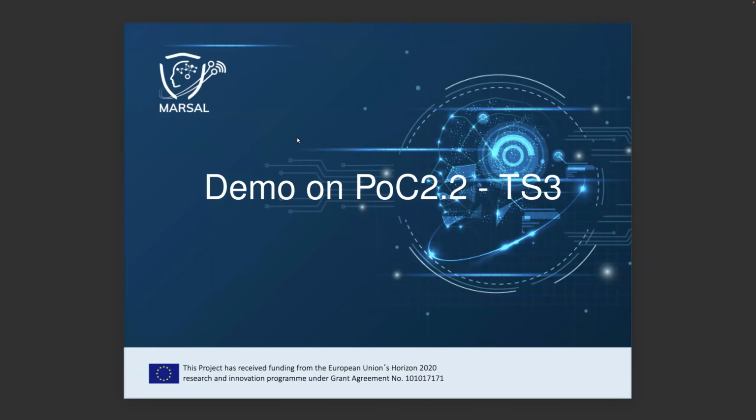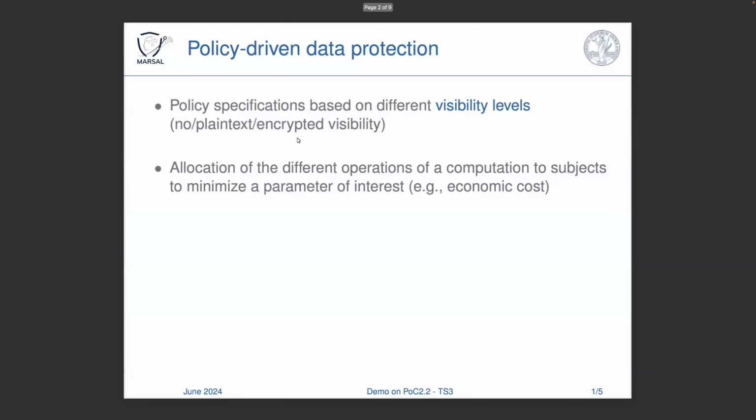This demo shows the working of our policy-driven solution for distributed collaborative computations. The MARSAL solution is based on the specification of policies supporting 3 different levels of visibility: no visibility, plain text visibility, and encrypted visibility. Our approach then finds an allocation of the different operations of a computation to subjects to minimize a parameter of interest, such as the overall economic cost. This solution has been described in deliverables D5.2 and D5.4.